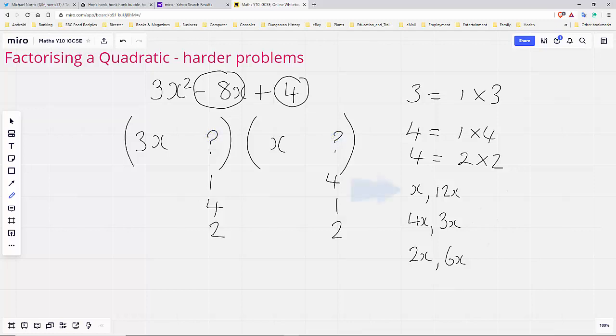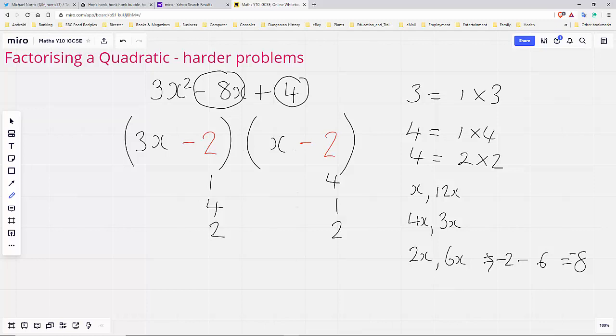Now, it doesn't take too much to realize that the x and the 12x is not going to help me generate the 8. The 4 and the 3, any combination of that will not give me an 8. The 2 and the 6, however, could give me an 8, i.e. 2 plus 6 will give me an 8. But I want a minus 8, so it's going to have to be a minus 2 and a minus 6. So there's my possible solution done. I'm going to put a 2 in here and a 2 in here, and they're both going to have to be negative.